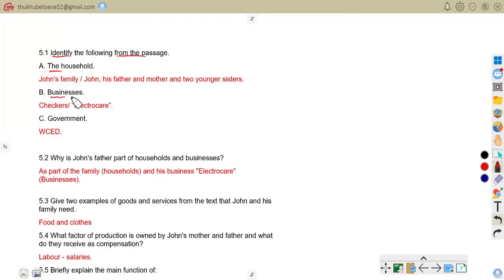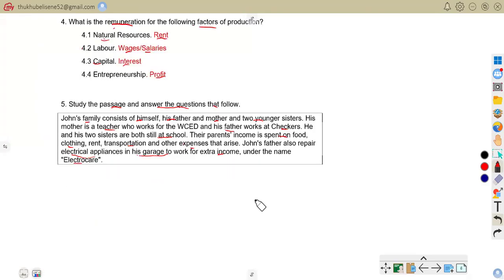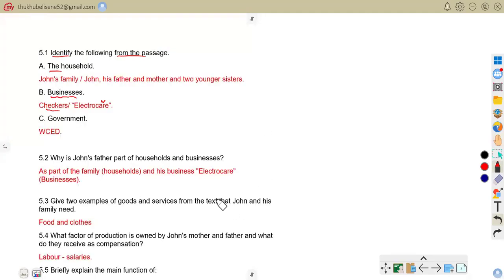Then we have to identify businesses. So businesses is what? Checkers. And this is where the father works. Or Electro Care. Electro Care, you remember that he repairs electrical appliances in his garage. So he also works at where? At Checkers. So that is that.